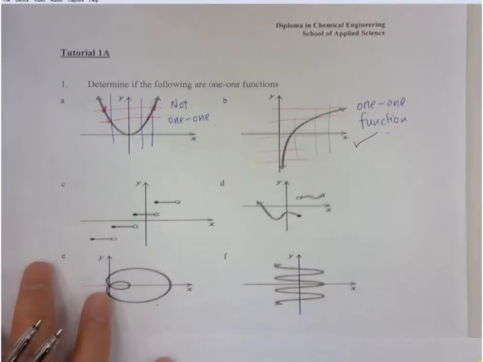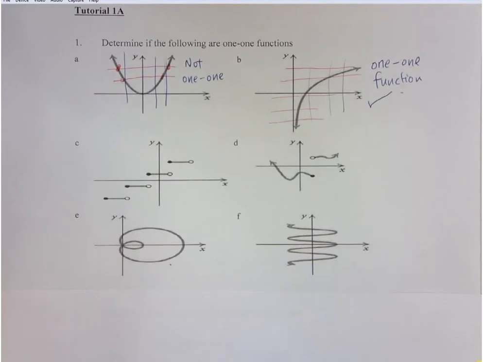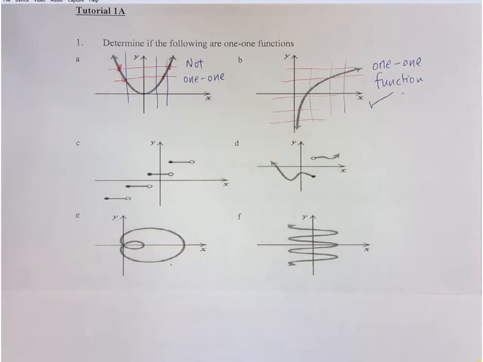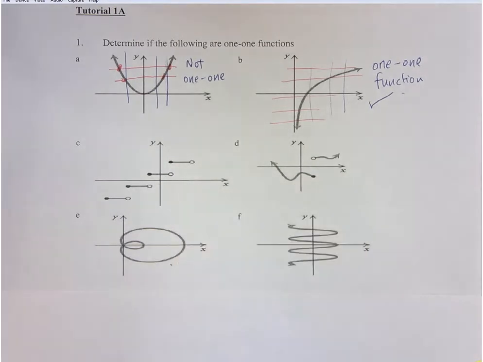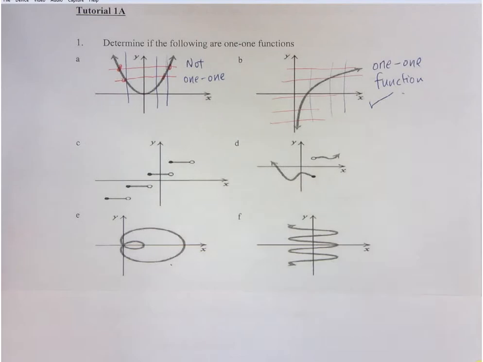Let's move on to part C. So part C has a graph like this. If you see a dot, that means it's inclusive of that point. If you see a circle without the black dot in the center, it means it excludes that particular point.